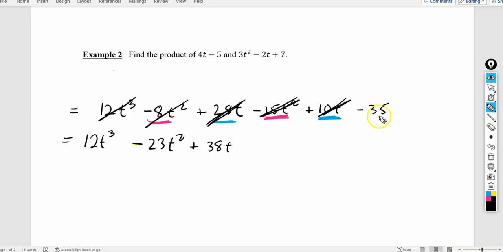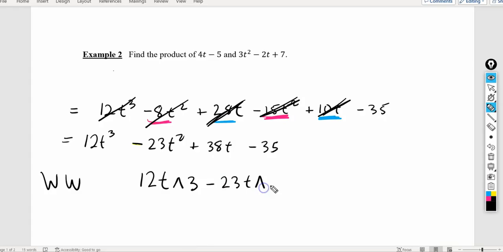And then my constant, I just have one constant term, minus 35. That is my answer. In WeBWorK, I'd be writing 12t and then the shift and the 6 button to give me the up arrow button, minus 23t, up arrow 2, plus 38t, minus 35.